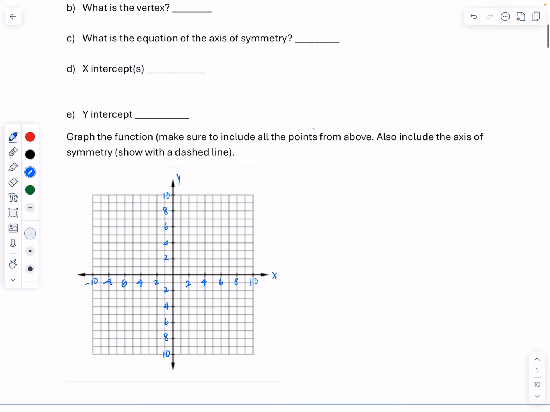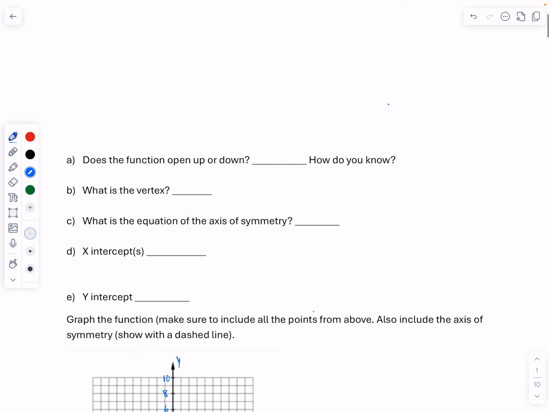So if you want to pause this video right now, I did units going up to 10, so I did units of 2 in the y direction and in the x direction. I just wanted to let you know that because I'm going to go ahead and draw at that point.